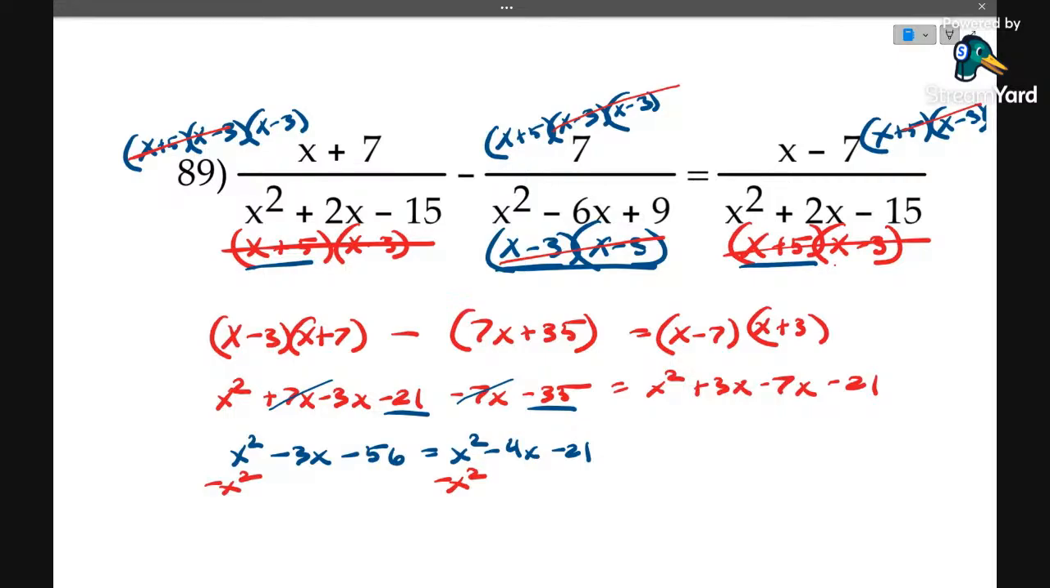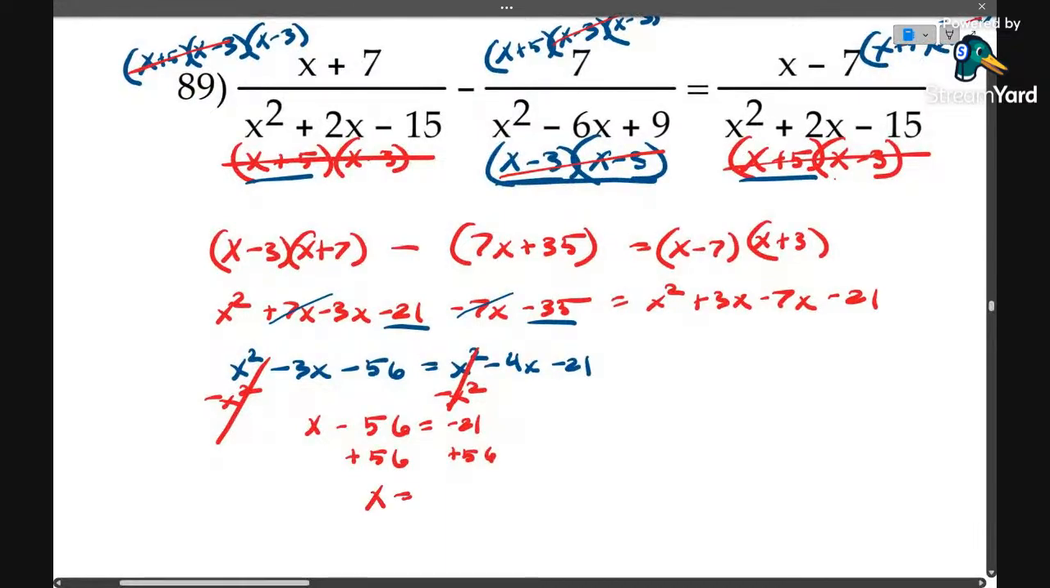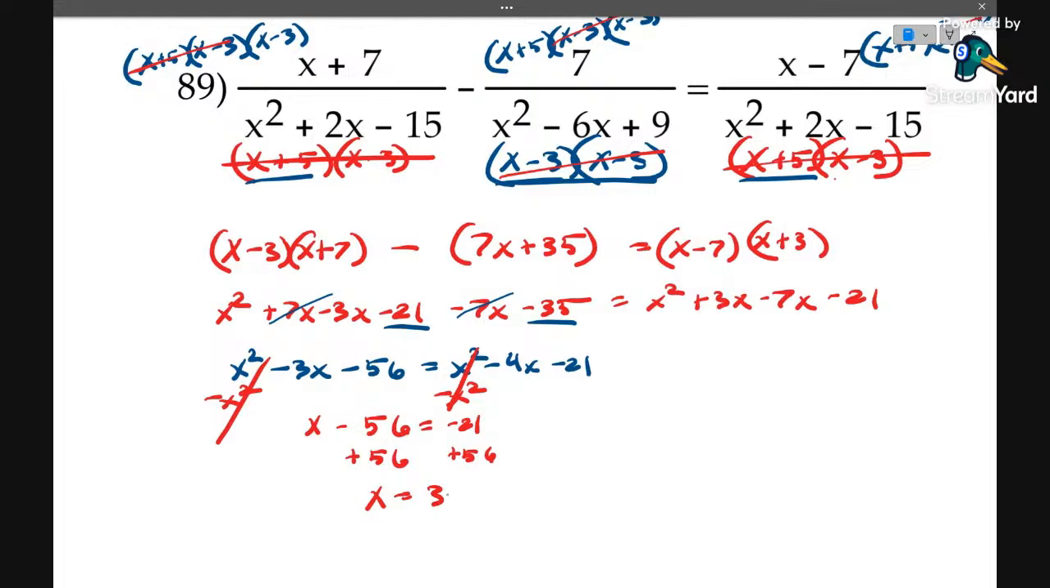All right, so let's keep working through this. The x squareds will cancel, and we'll go ahead and add 4x to both sides. So we get x minus 56 equals negative 21. And then we're just going to add 56. So negative 21 plus 56 gives us 35 as our value for x.